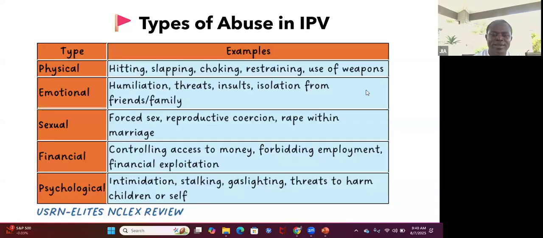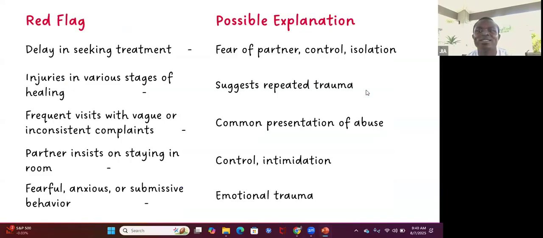All right, so that is it for this one. Now, when it comes to the red flags in intimate partner violence, let's look at this. You have the red flags on the left-hand side, then possible explanations on the right-hand side. The first is delay in seeking treatment. Some of them are like those of child abuse. That's why I like treating them together.